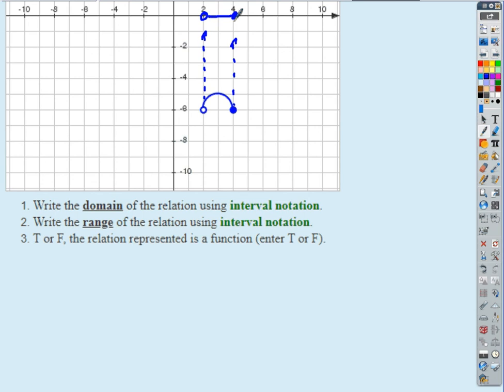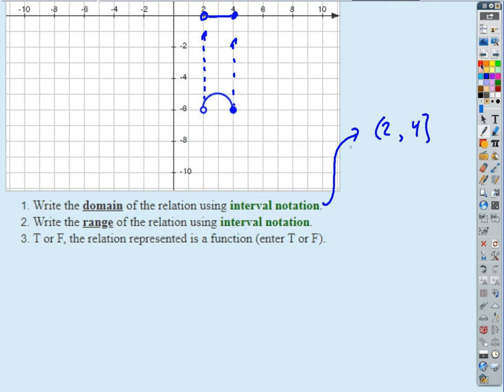Now, how would I say that using interval notation? 2, 4, and a parenthesis and a bracket. Good. Left endpoint 2, right endpoint 4. What's on the left, did you say? Parenthesis. Bracket. Good. Everybody see that? Okay.